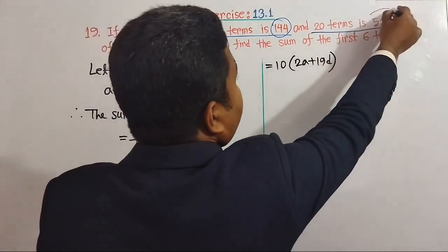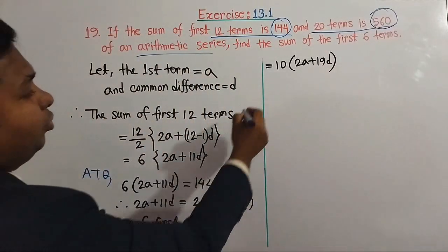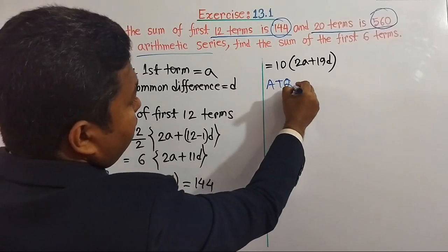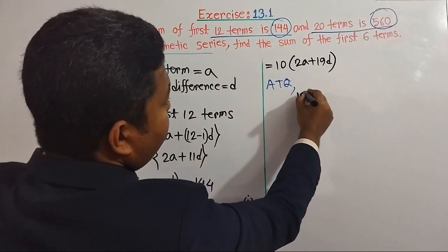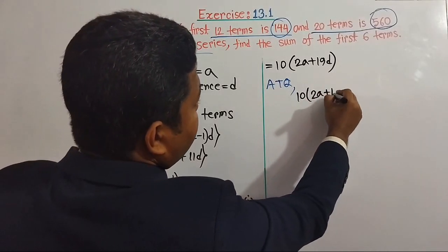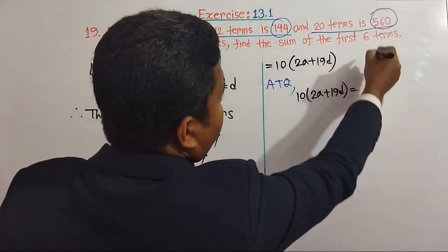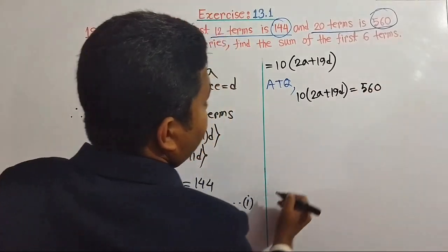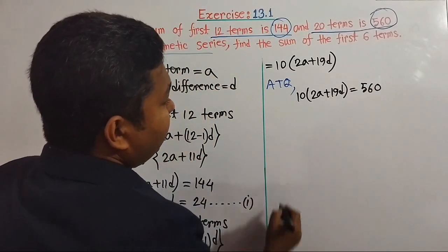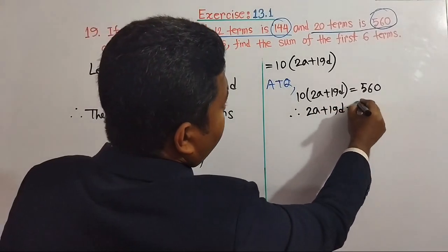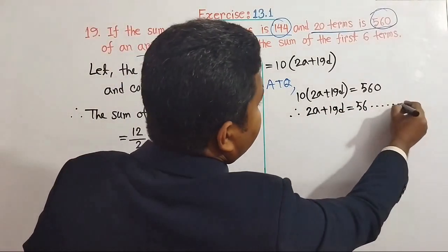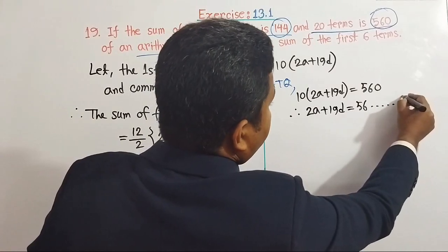So according to the question, the sum of the first 20 terms, 10 into 2a plus 19d, equals 560. Now dividing both sides by 10, we can write 2a plus 19d equals 56. We denote this as equation number 2.